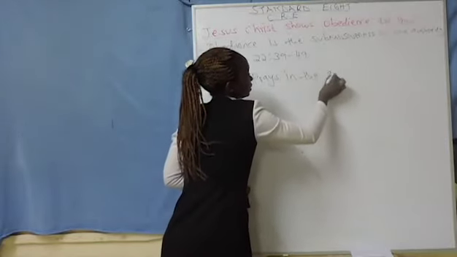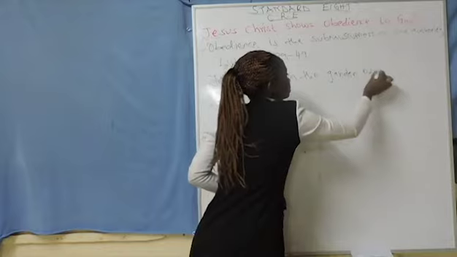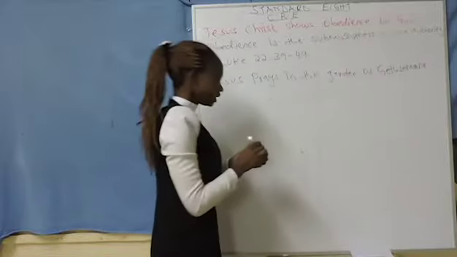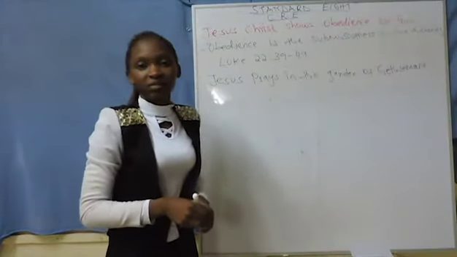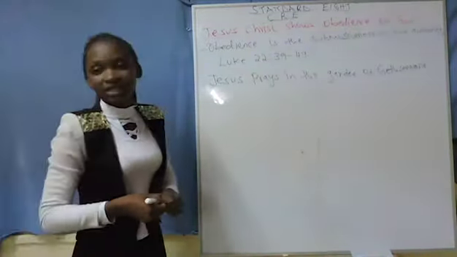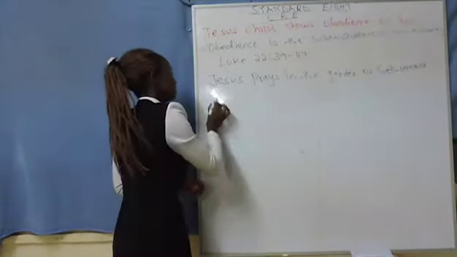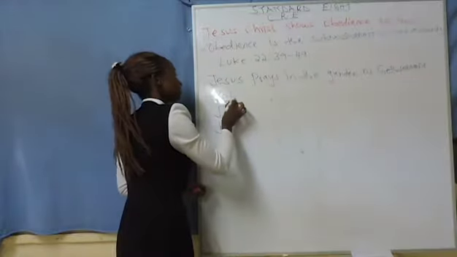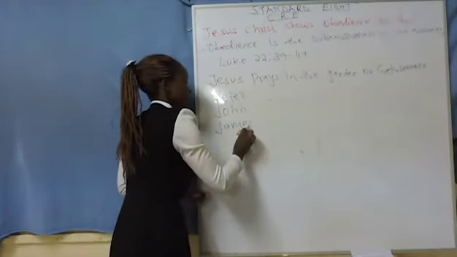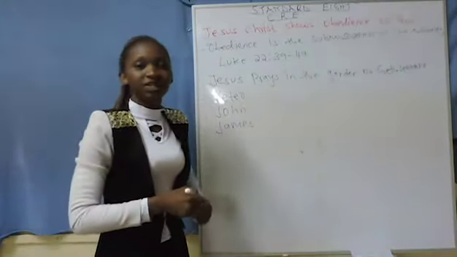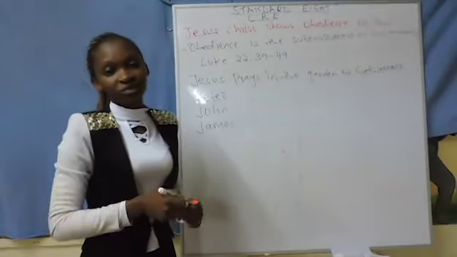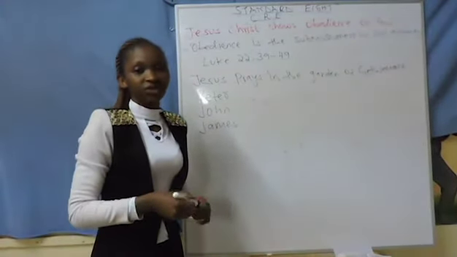In the Garden of Gethsemane. And when Jesus went to pray in the Garden of Gethsemane, how many disciples was he with, class? Very good. He was with his 3 disciples, as you mentioned it, P, J, and J. That is Peter, John, and James. And while he was praying in the Garden of Gethsemane, he was praying for God to strengthen him, because he knew that his time to die and save humankind had already come.